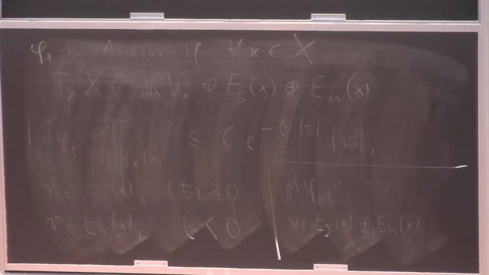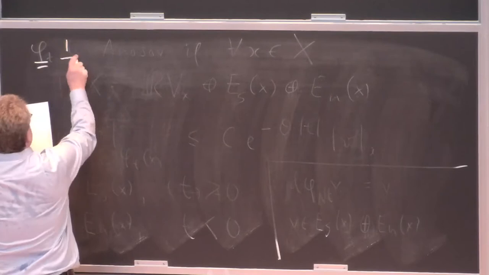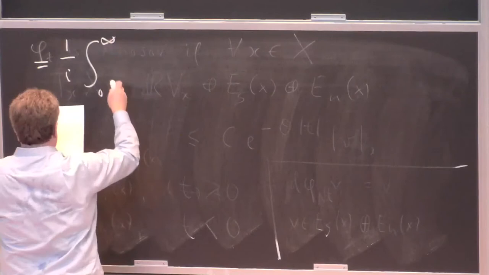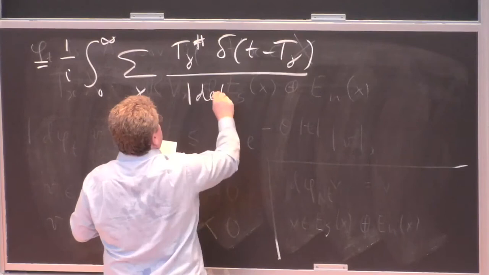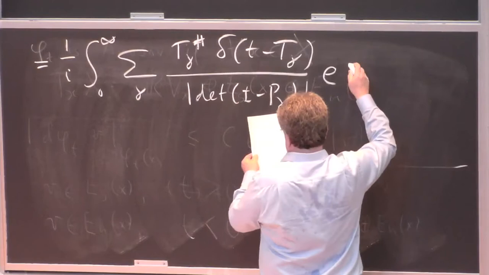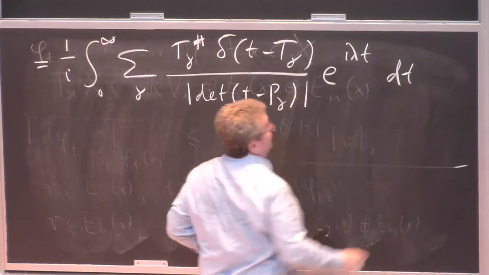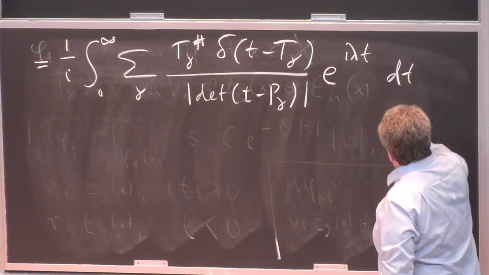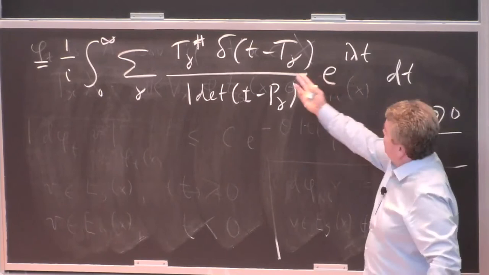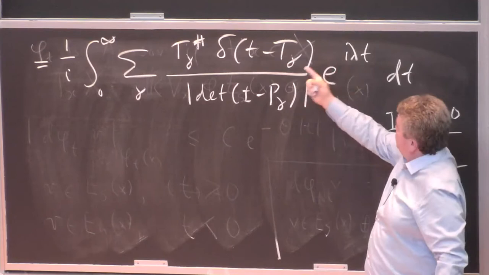This is equal to 1 over i, an integral from 0 to infinity of the sum over gamma, t gamma star, delta of t minus t gamma, divided by the determinant of identity minus p gamma, times, and the sign is important here, and I actually didn't put it in my notes, dt. This is all, of course, for the imaginary part of lambda very large and positive, where everything converges using the second lemma there. You see, the inverse Fourier transform of the delta function is just replacing t by t gamma here, and that's my formula over there.